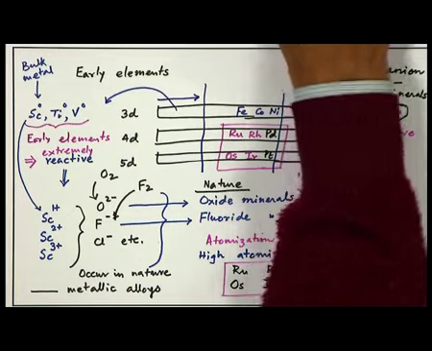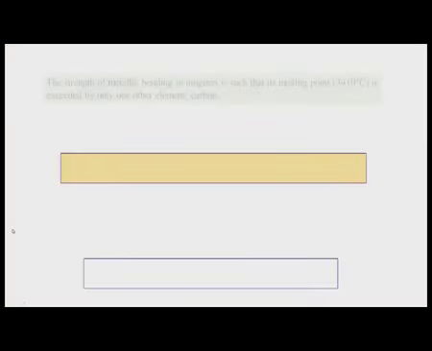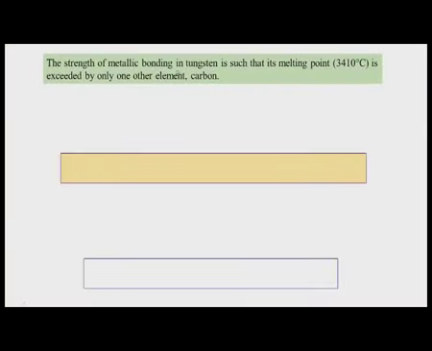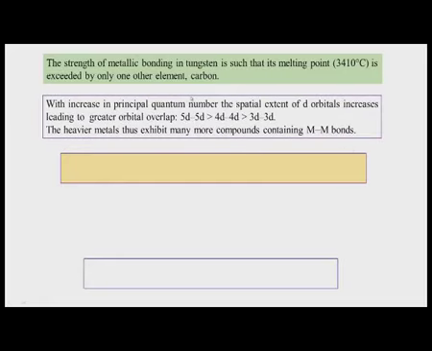So, just as we have seen the metallic bonding, we already told you the metallic bonding in tungsten. When the tungsten is there, that is the highest possible melting point for a metallic species, which can be exceeded only by the other species which is carbon. And with increase in principal quantum numbers, the spatial extent of the d orbitals increases. That means the size of these d orbitals in space is increasing.